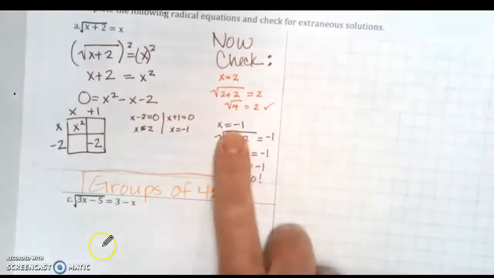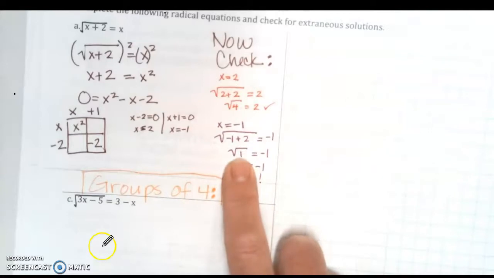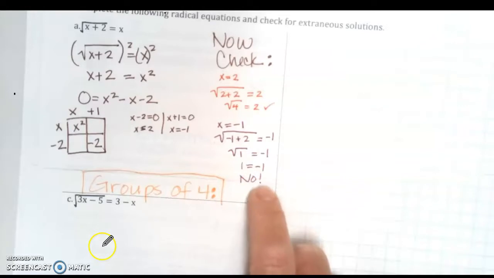Now we're going to plug in our -1. Our -1 plus 2 is 1. Square root of 1 is 1. Does 1 equal -1? No, it does not.